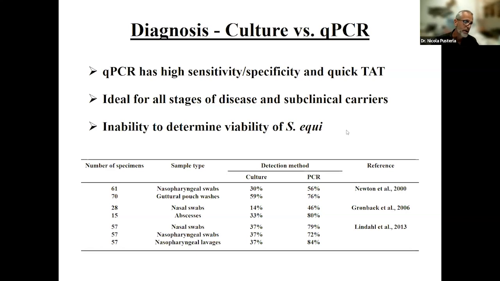But the question is always, well, hold on. What does a positive PCR result mean? A positive PCR result means that there is the presence of the target gene. It doesn't tell you what the organism is doing. And there's always this big debate.